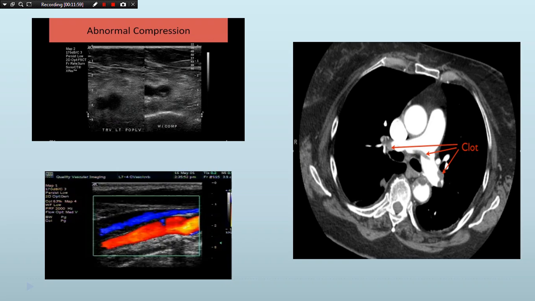On the left side are pictures of somebody with an ultrasound. There's a compressibility ultrasound, and there's also a duplex color flow where it shows blood flow and it shows compressibility of the vein.